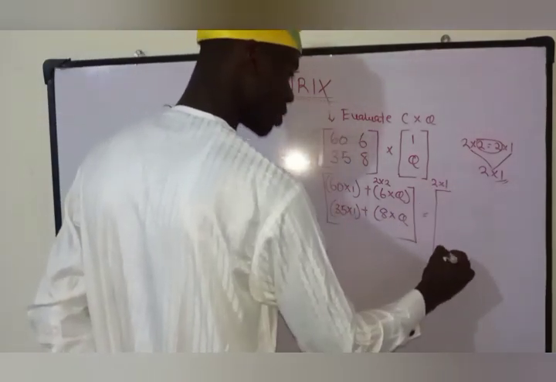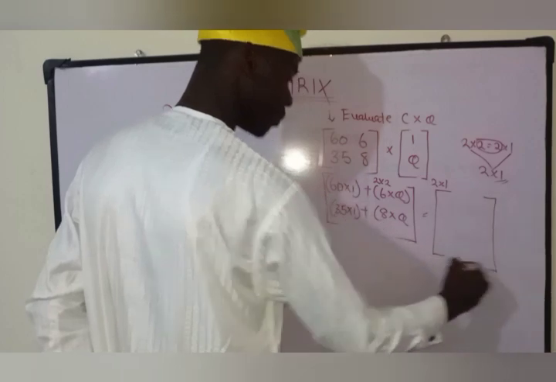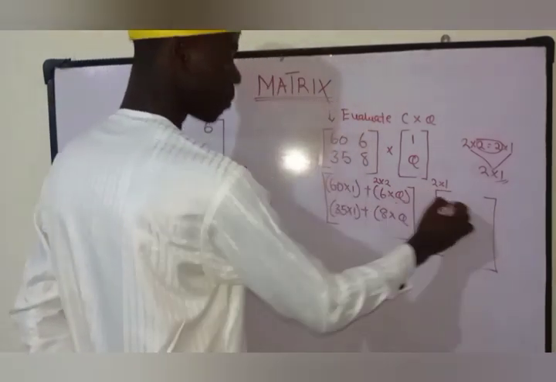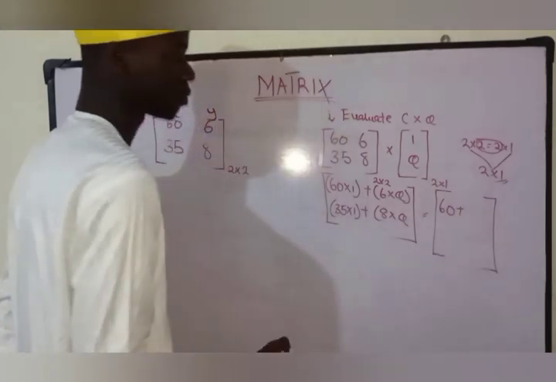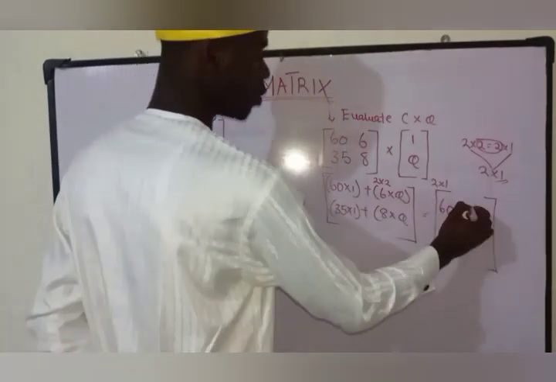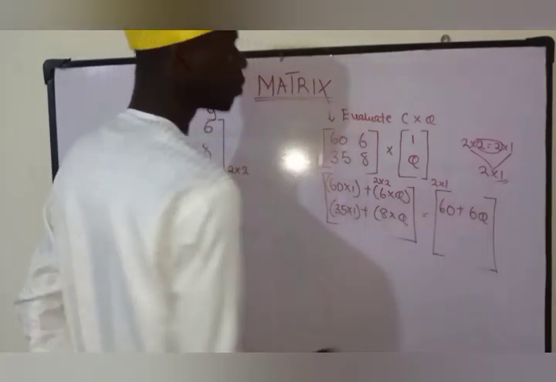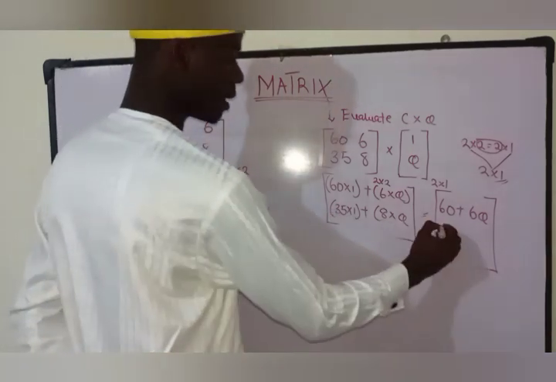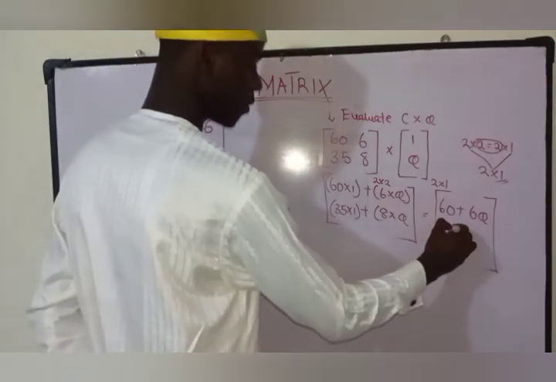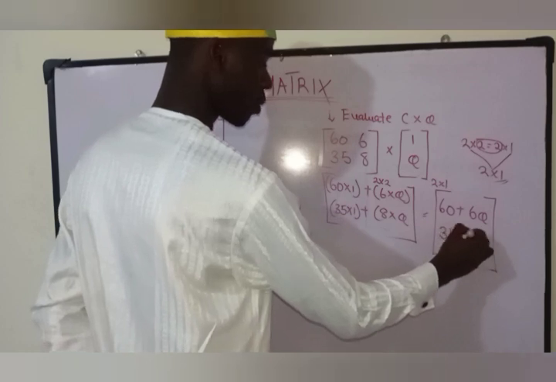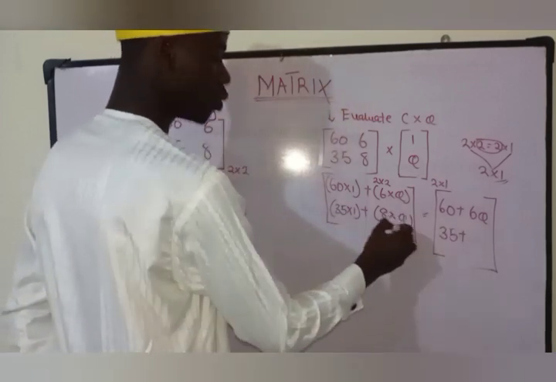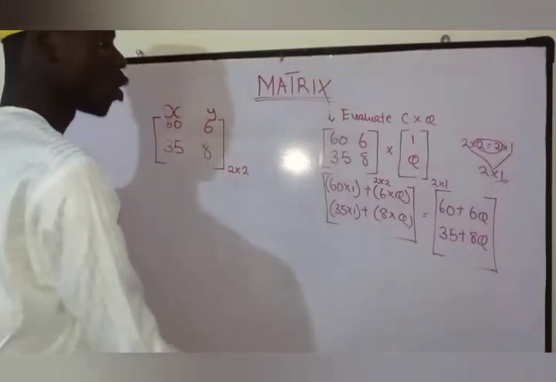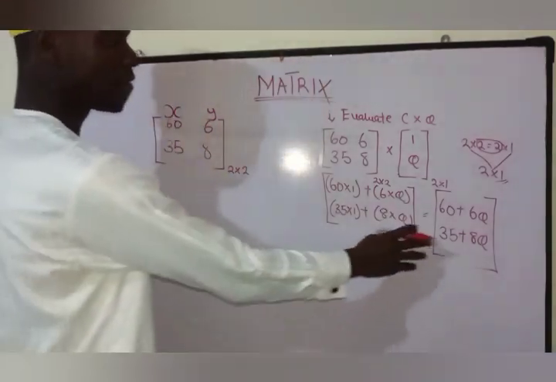Okay? So let's solve the question. Let's solve the final answers. 60 times 1 is 60 plus 6 times Q is 6Q. 35 times 1 is 35 plus 8 times Q is 8Q. So this is the final answer.